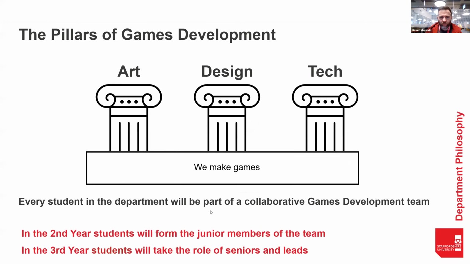So what we do is we've said that these pillars of games development, these art, design, and technology courses, will all come together to make a game. So each student will be part of a collaborative team where they will join together and make a game. In the second year, the students are junior members of that team, and in the third year, the students are the seniors or the leads. They're in charge of what the game will look like, how the game will play, and then communicate that to the second year students and mentor them.